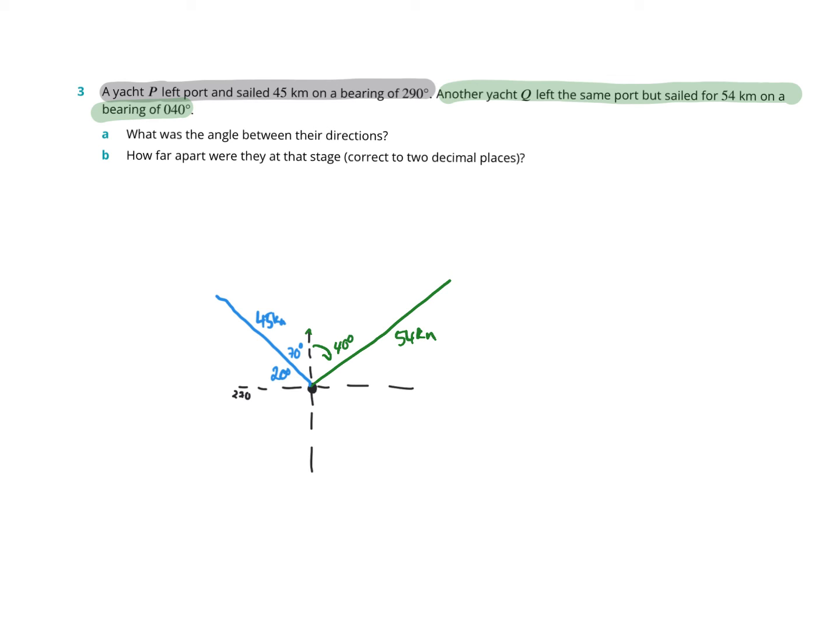Okay, what is the angle between the two directions? So that's what they're asking when they ask that. So you can see you've got 70 plus 40. So 70 plus 40 equals 110 degrees. And how far apart were they at this stage? So they just want that.